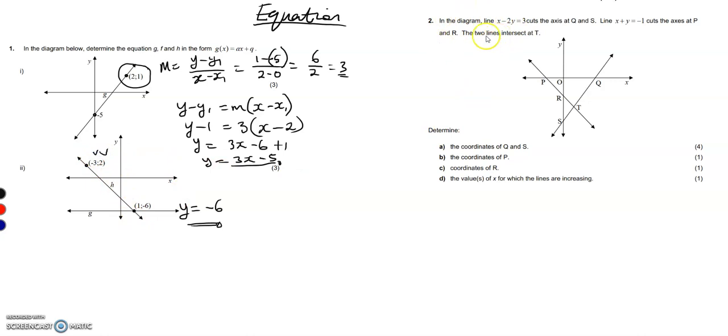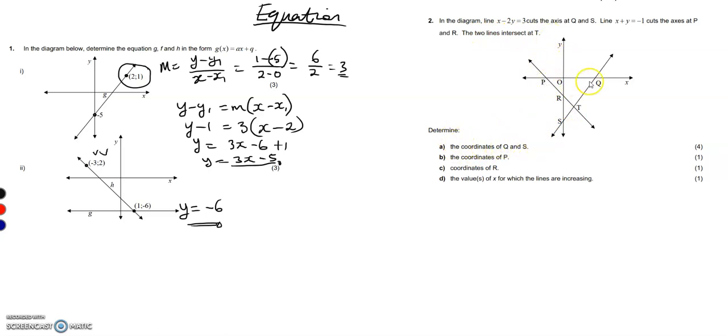Okay, let's look at this now. Number 2. In the diagram, line x minus 2y is equal to 3 cuts the x-axis at Q and S, so we can see Q and S. Line x plus y is equal to negative 1 cuts the x-axis at P and R. The two lines intersect at T. They intersect here. Determine the coordinates of Q and S.